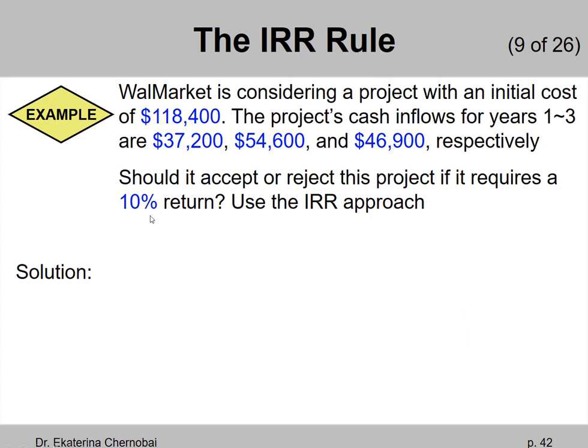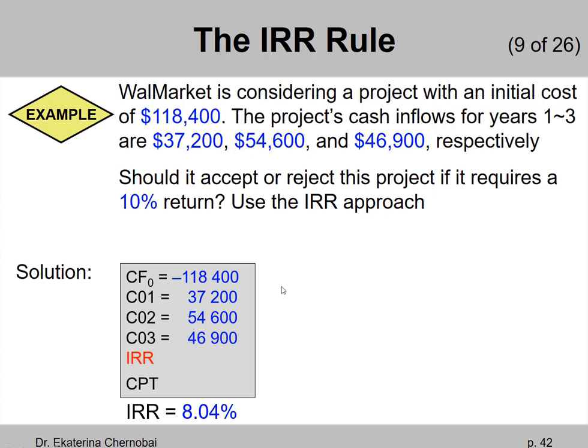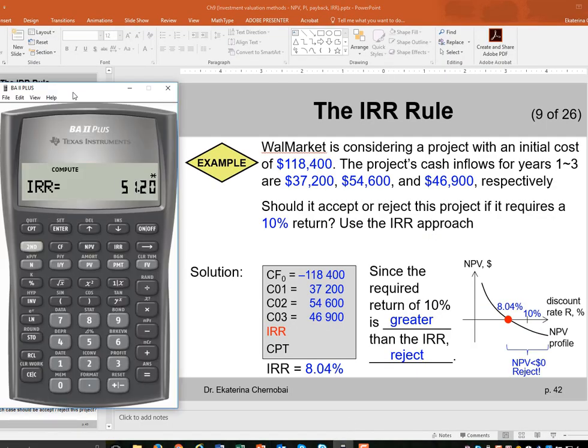Let's look at this example. Walmart is considering a project with an initial cost of $118,400. The project's cash inflows for years 1, 2, and 3 are $37,200, $54,600, and $46,900, respectively. Should the company accept or reject this project if it requires a 10% return? Use the IRR approach. So to solve it, remember, we only calculate one thing, the IRR, and that's done in one step in the financial calculator. So let's bring up the calculator.